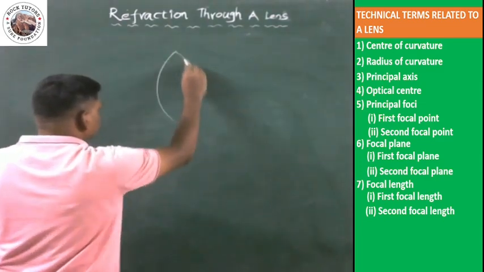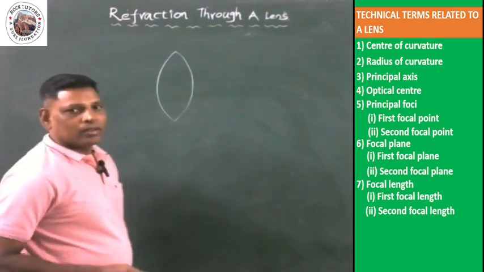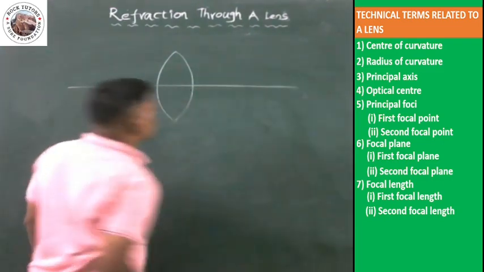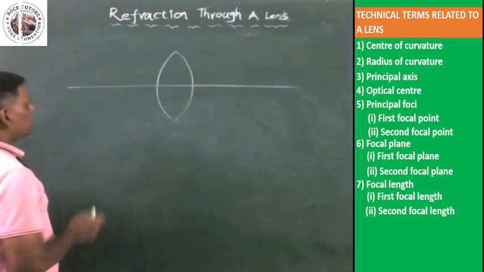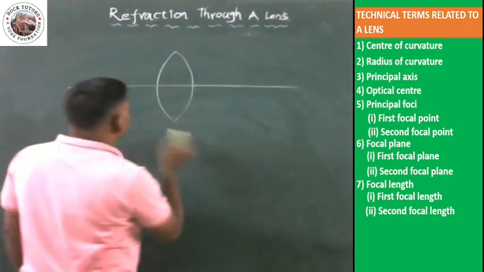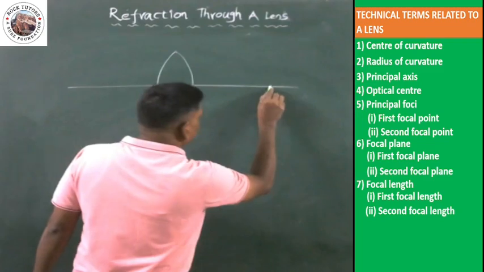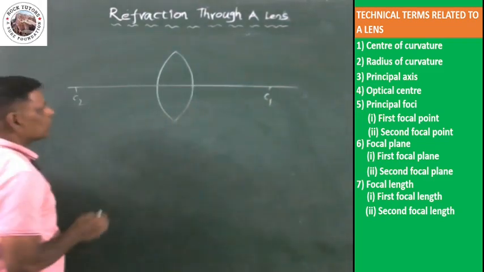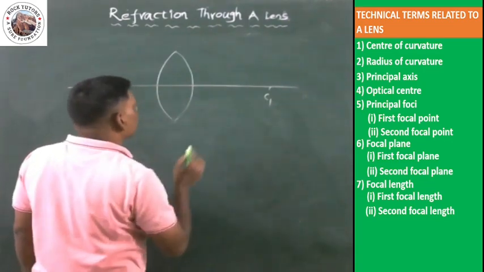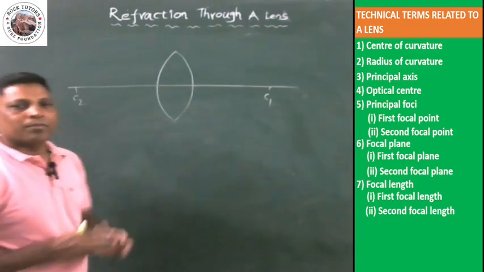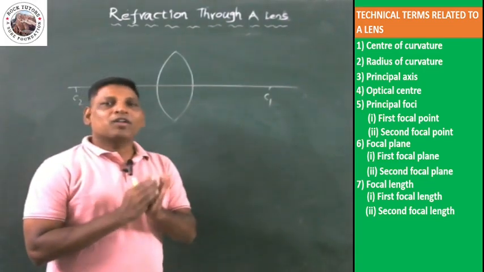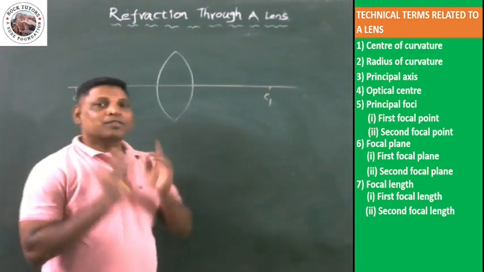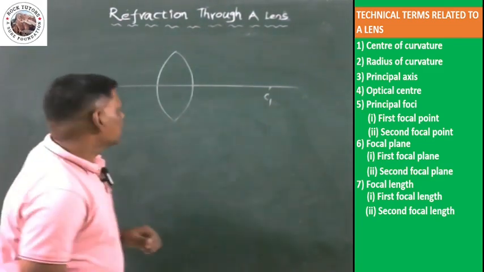See, this is a convex lens, and you know this is C1, this is C2. Now, what is the first focal point? We'll see.